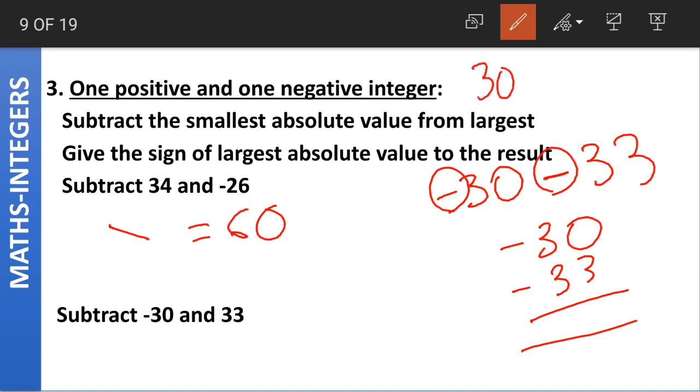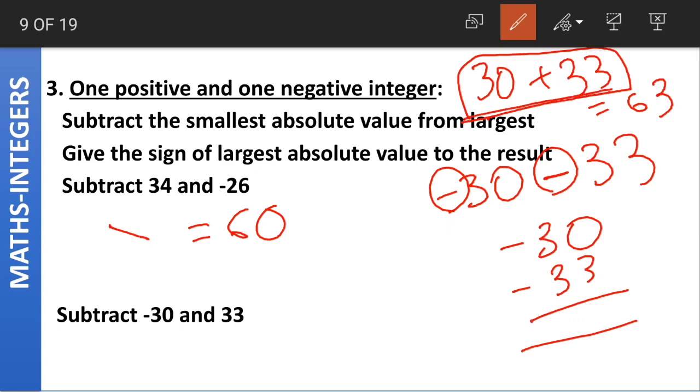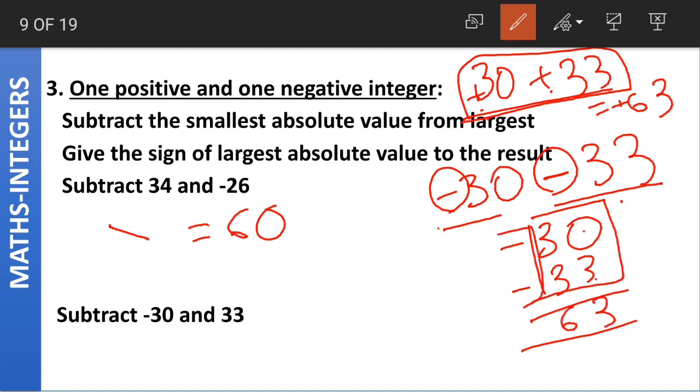Now what would you have done if the question was 30 plus 33? You will simply add up both the numbers, which will give us the answer of 63, right? As both the numbers are positive, the answer will also be positive. In the same way, for minus 30 and minus 33, both the numbers are having the same signs, so we add up both their absolute values. 30 plus 33 is 63, and as both the numbers are having the negative sign, the same negative sign is applied to the answer as well.